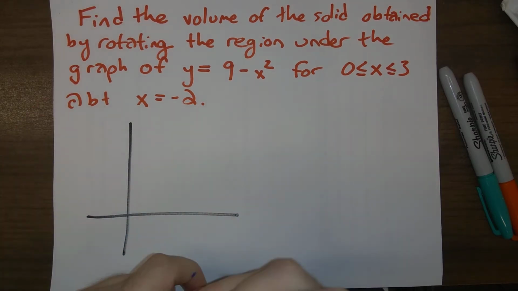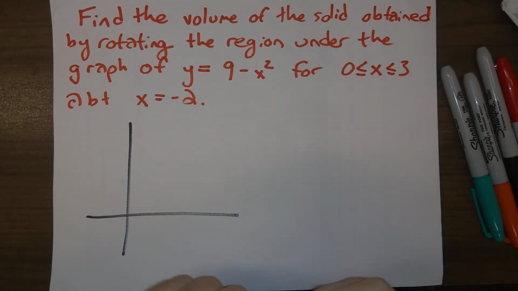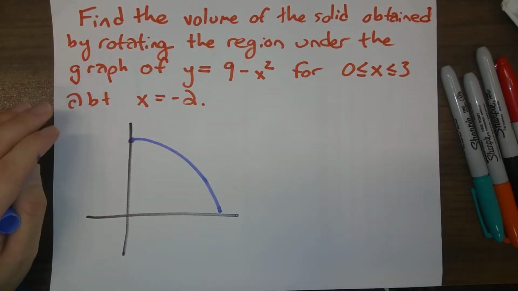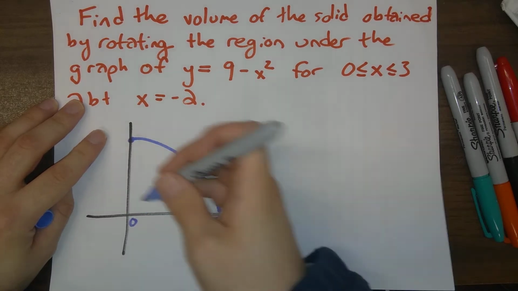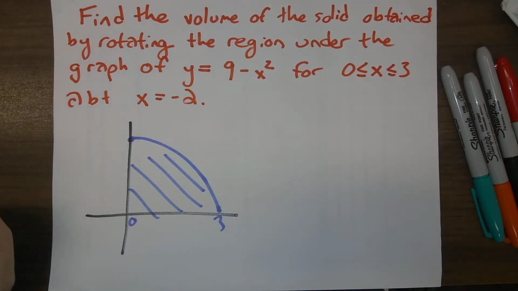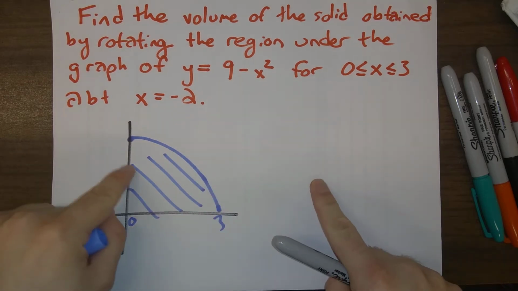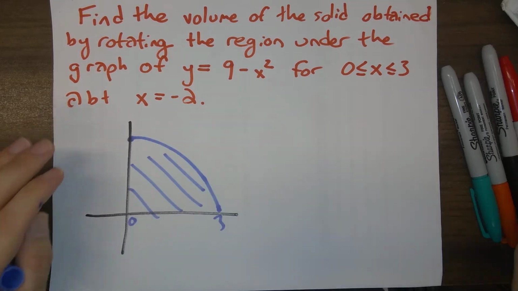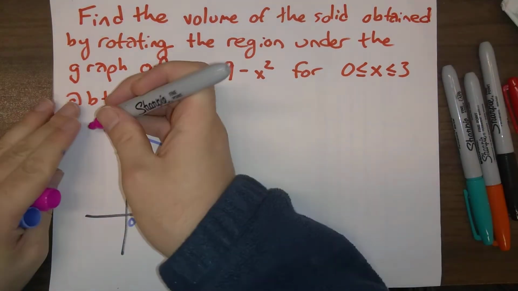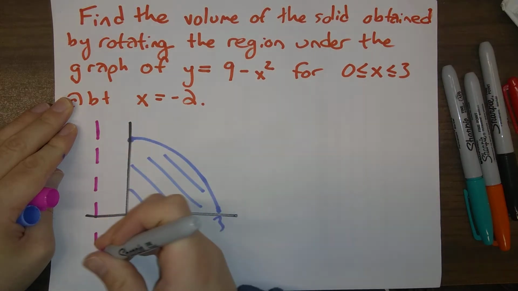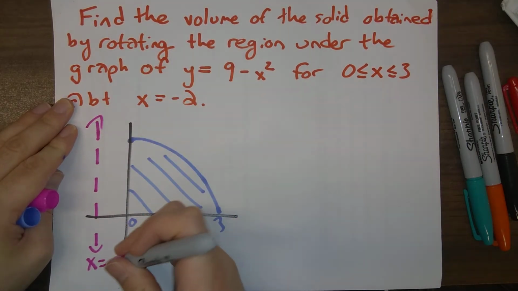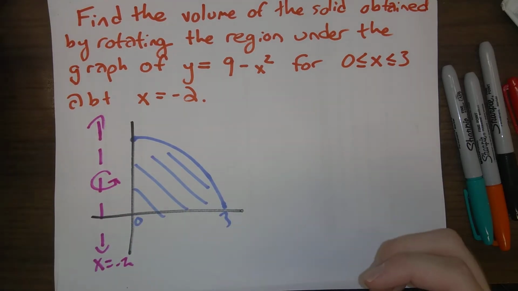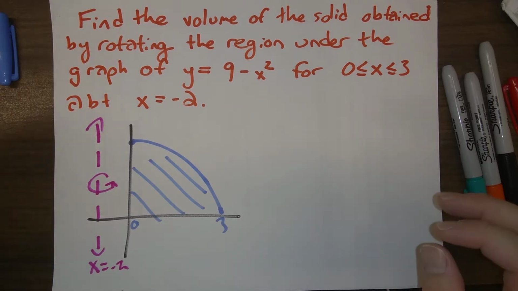Okay, so let's draw a picture here. So y is equal to 9 minus x squared, from 0 to 3. So this is the region that we are going to revolve. And so our initial thought might be to rotate around the y-axis, but actually the axis that we were told to rotate around is x is equal to minus 2. Okay, so this is the setup that we're going for.